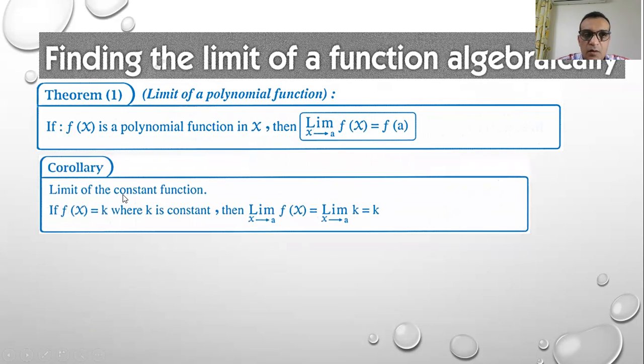Limit of the constant function. If f(x) equals k, where k is a constant, then the limit of f(x) when x approaches a equals the limit of k when x approaches a, which equals k.